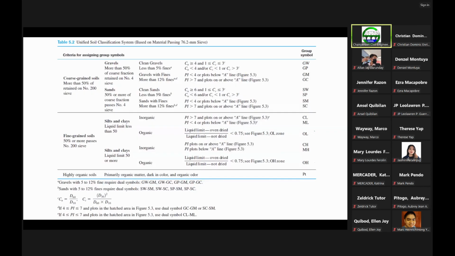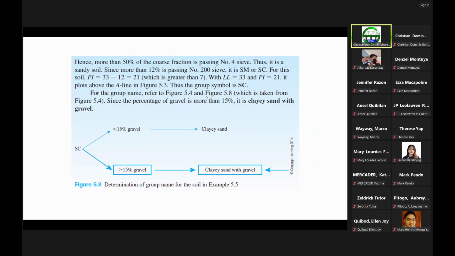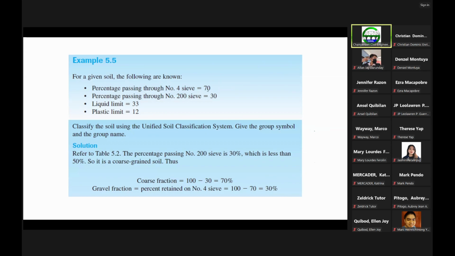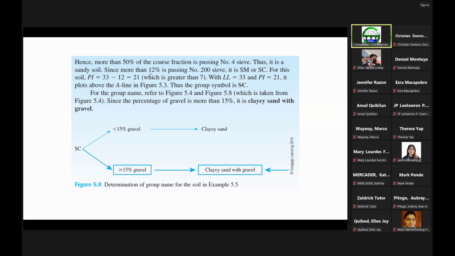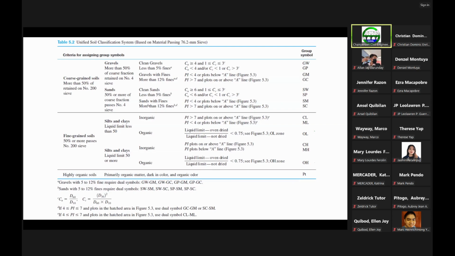Now, next, we need to know if we have clean sands or sands with fines. So for the number 200, what's the amount again? That's 30%, which is more than 12%. So if you look at the table, it would fall under this one, sands with fines. So with that, we need to check now the PI.